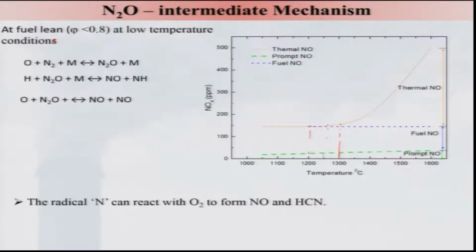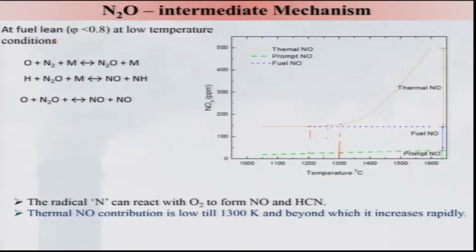the radical N can react with oxygen to form NO and O, that we had already seen in the Fenimore method.